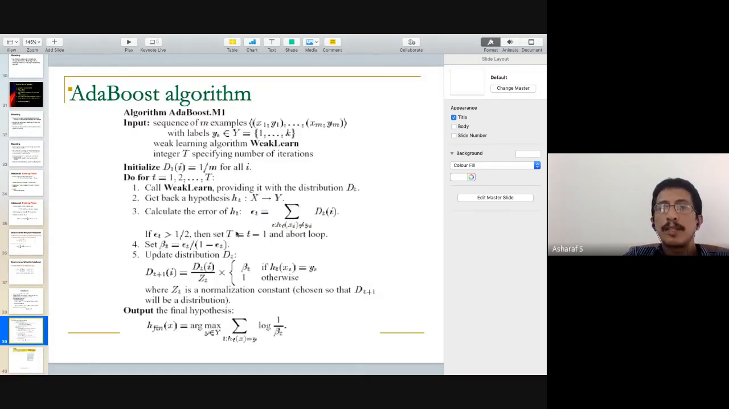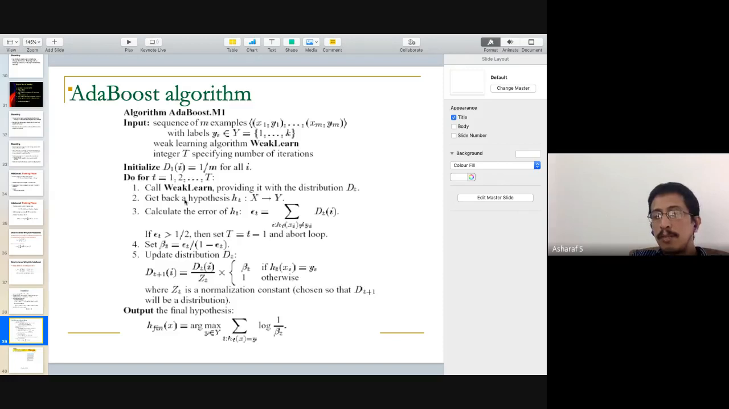So in essence, what I want to show you is the statement of AdaBoost. You have a set of data points, and labels are given here. There is a weak learning algorithm. A weak learner is essentially a classifier. It can be a decision tree, it can be an SVM, whatever, as long as it is slightly better than a random guess.